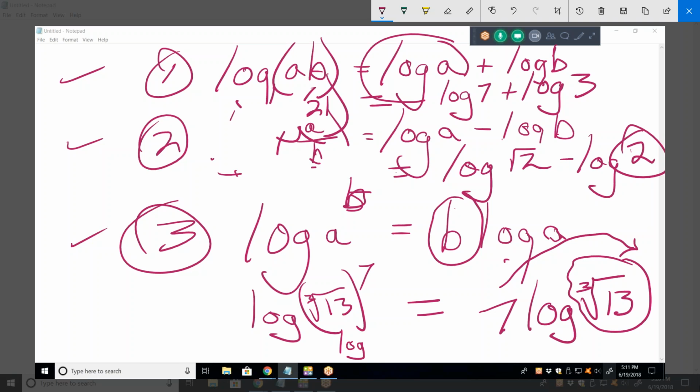Log 13 to the cube root to the 7th power. Would I take this 3 out of the 7? Yeah, you multiply. In other words, when you are taking the cube root of 13 to the 7th power, first of all, if you convert that to 13 to the 1/3, same thing. And now you've got 13 to the 1/3 to the 7th power, you multiply the exponents. So it becomes 7/3.